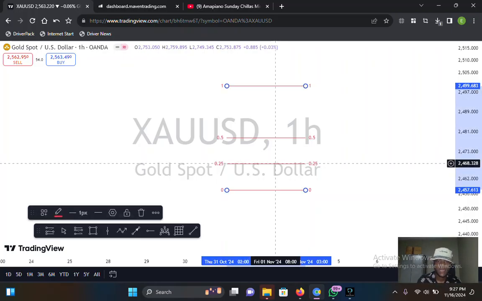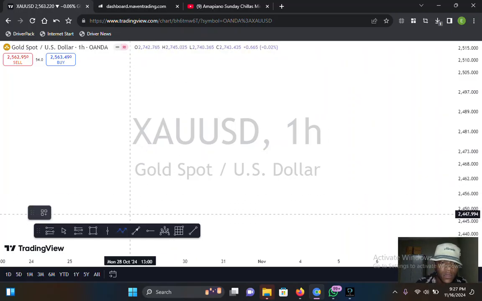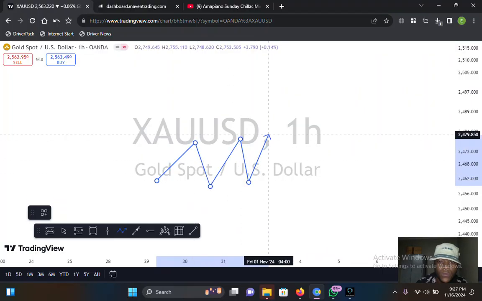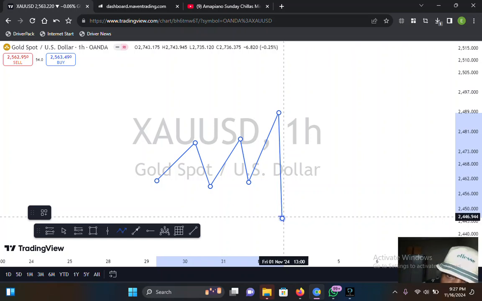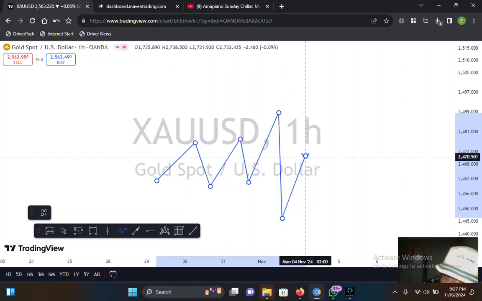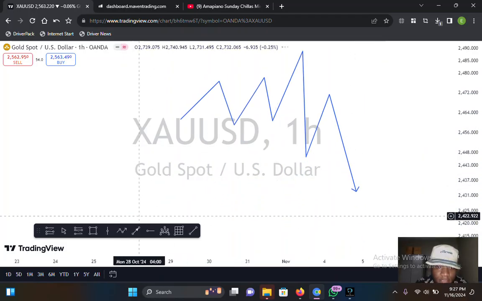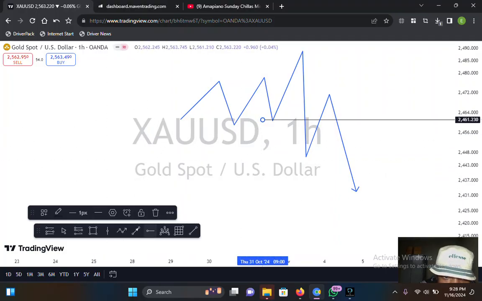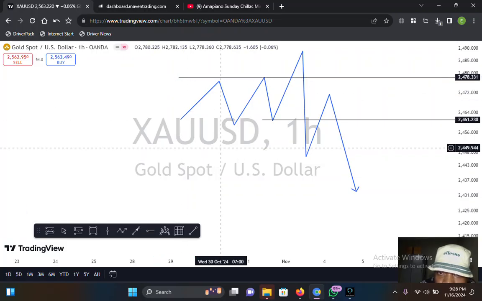And again, we have a breakout structure. Liquidity sweep, then breakout structure. After the breakout structure, a retrace back, then move. So that's it. Let me mark it. Breakout structure, liquidity sweep.